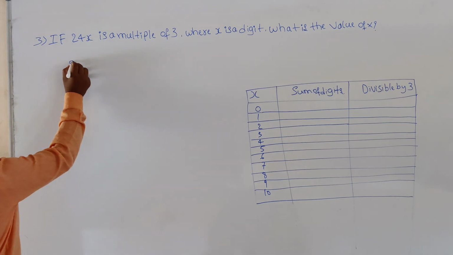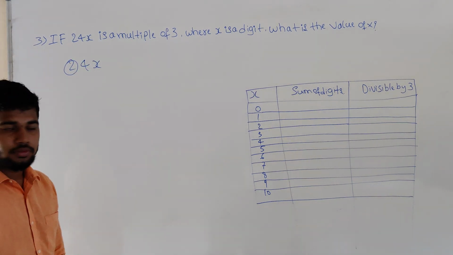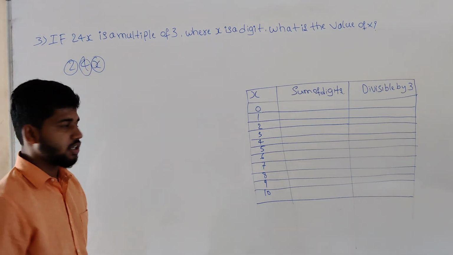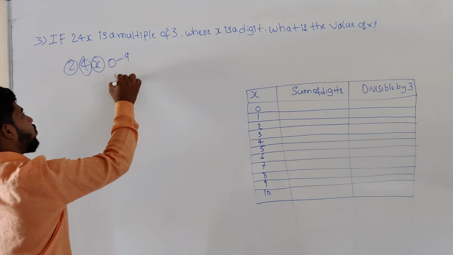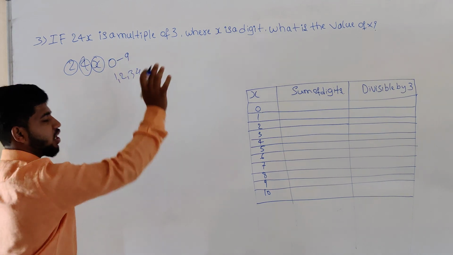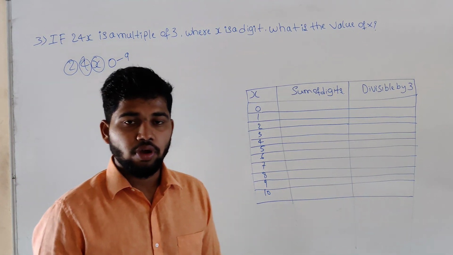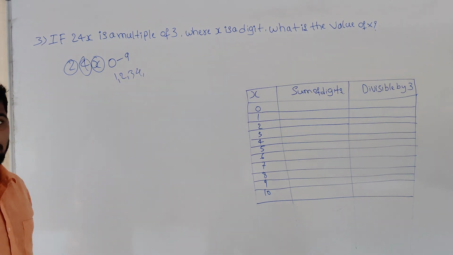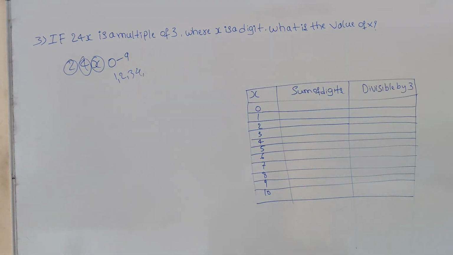In 24x, 2 is the first digit, 4 is the second digit, and x is the third digit. x may be any number from 0 to 9: 1, 2, 3, 4, 5, any number from 0 to 9. Now we have to find the value of x. Now look at the problem.